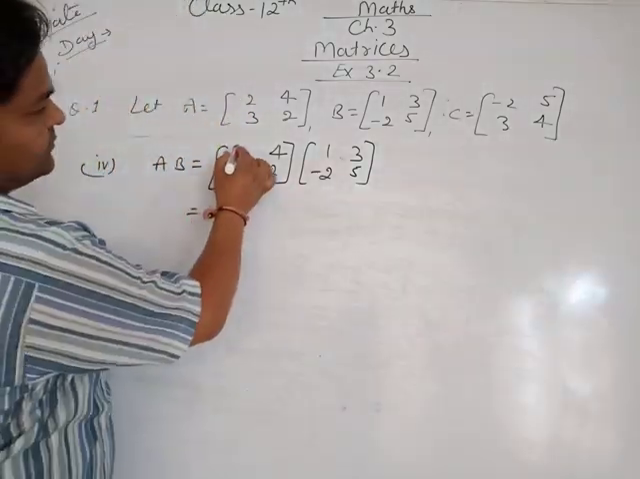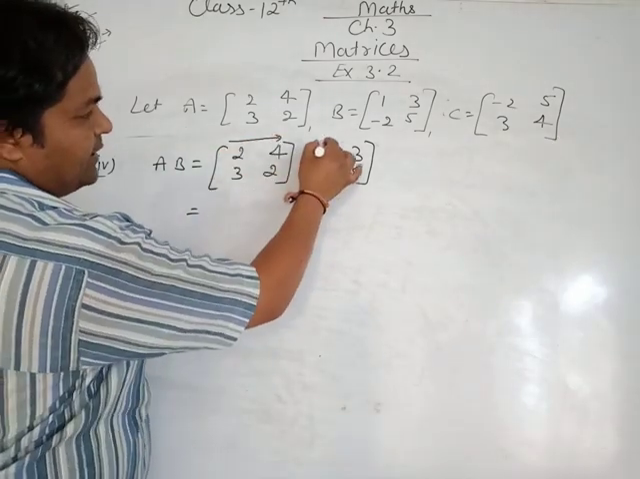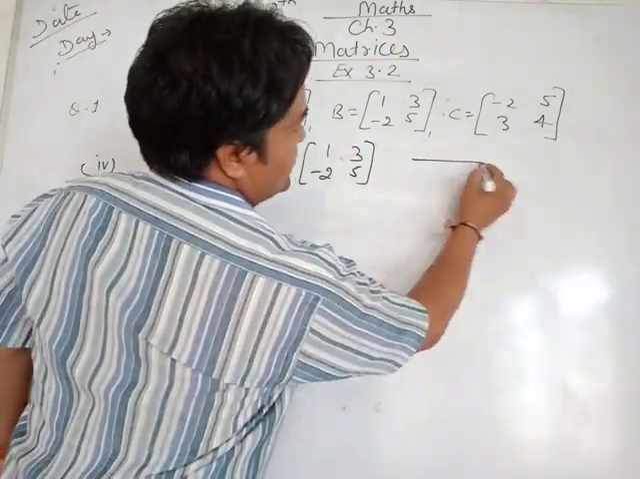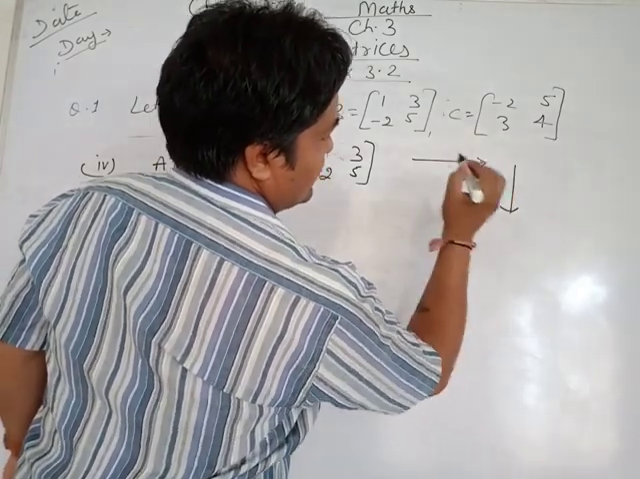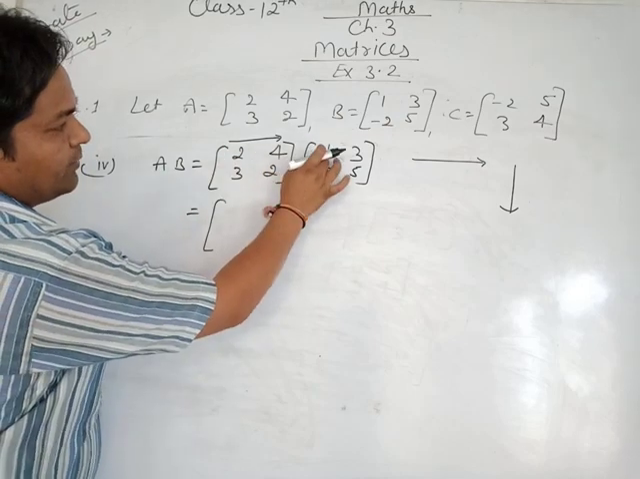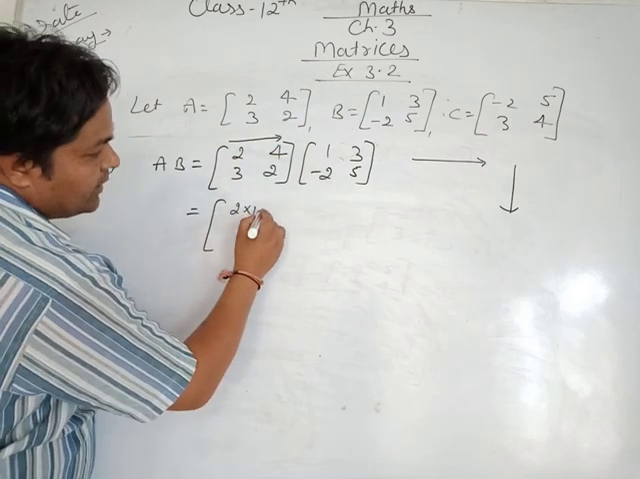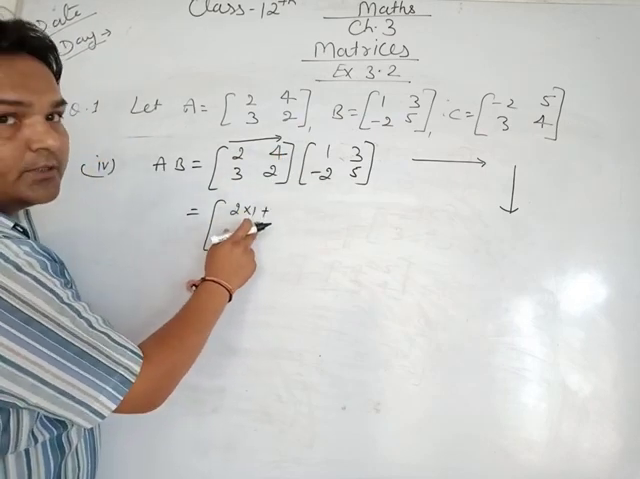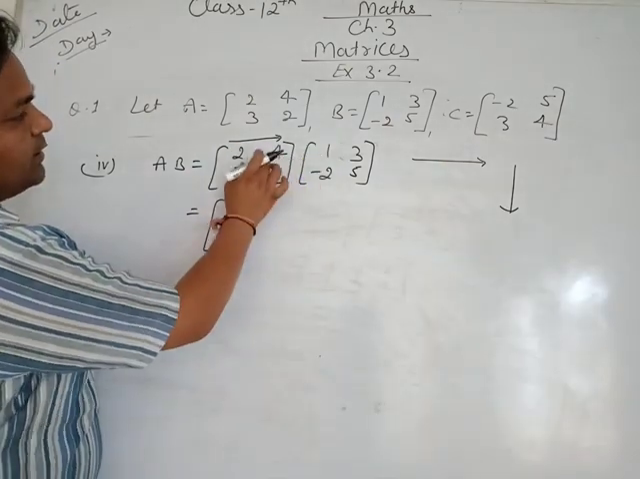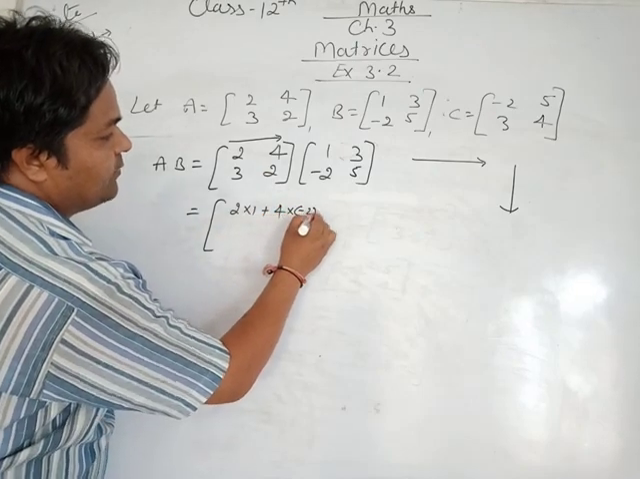We will take its first row and first column and multiply them, means this and this, and then the second column. So now 2 multiply 1 and 4 multiply -2, and we will take the positive sign in between. First corresponding elements: 2 multiply 1 and 4 multiply -2.